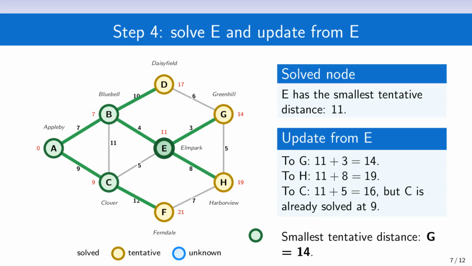Next we solve E. From E we update G to 14 and H to 19. We also check B and C, but they are already solved. With these updates, G now has the smallest distance.